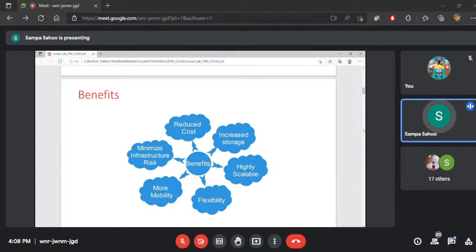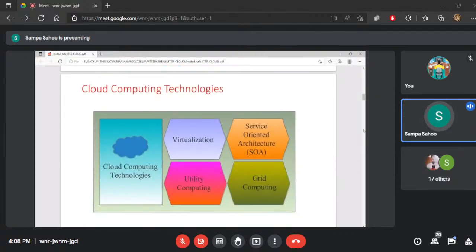More mobility means, since it is internet-based computing, it can be accessed anywhere, anytime, and from any device. So more mobility is there. Flexibility, since you can change according to your requirement, so it is more flexible. So these are a few benefits of cloud computing. Then what technologies are used to provide this cloud computing? Usually these four technologies are there: virtualization, service-oriented architecture, grid computing, utility computing. So what is virtualization?